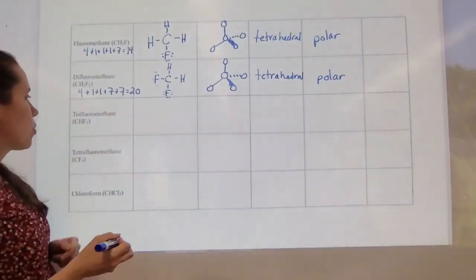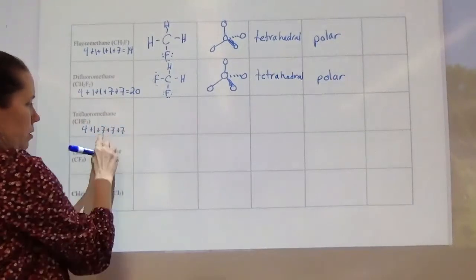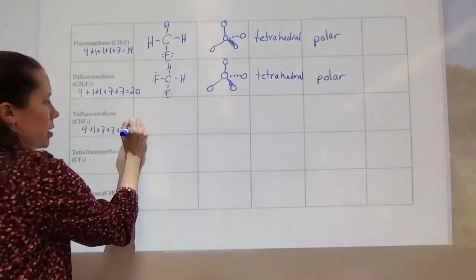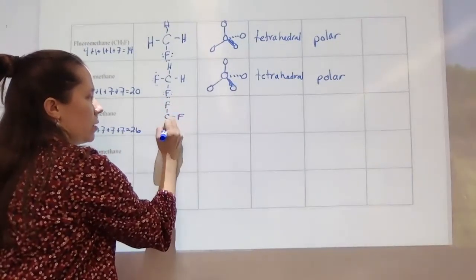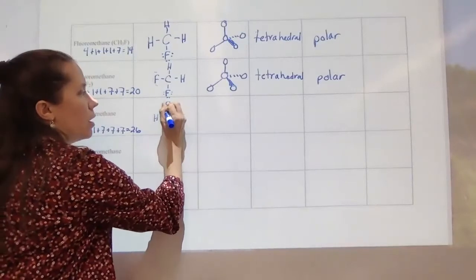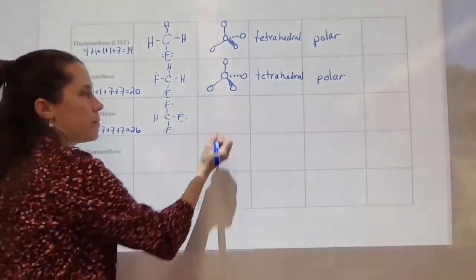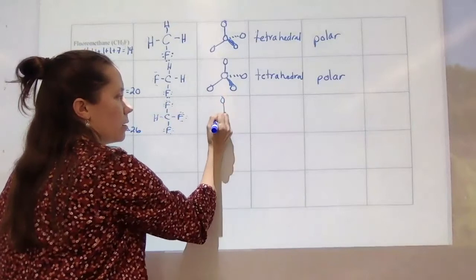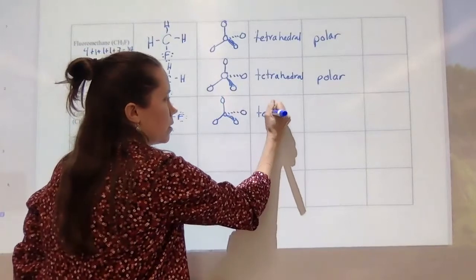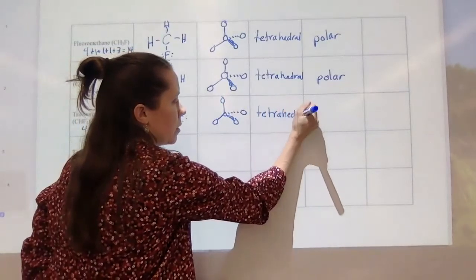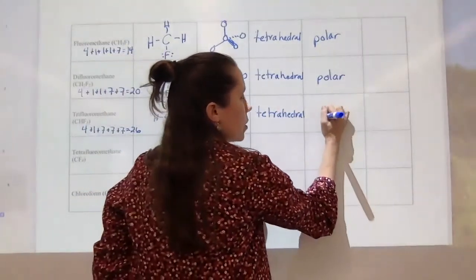All right, trifluoromethane is a carbon, a hydrogen, and 3 fluorines. So that's 4 plus 1 plus 21, 26 electrons. Okay, so we'll have our 3 fluorines and our hydrogen, and we'll have dots around all of our fluorines. Right, still tetrahedral, draw it the same way. Okay, and one of these is different than the others, so it will be polar.